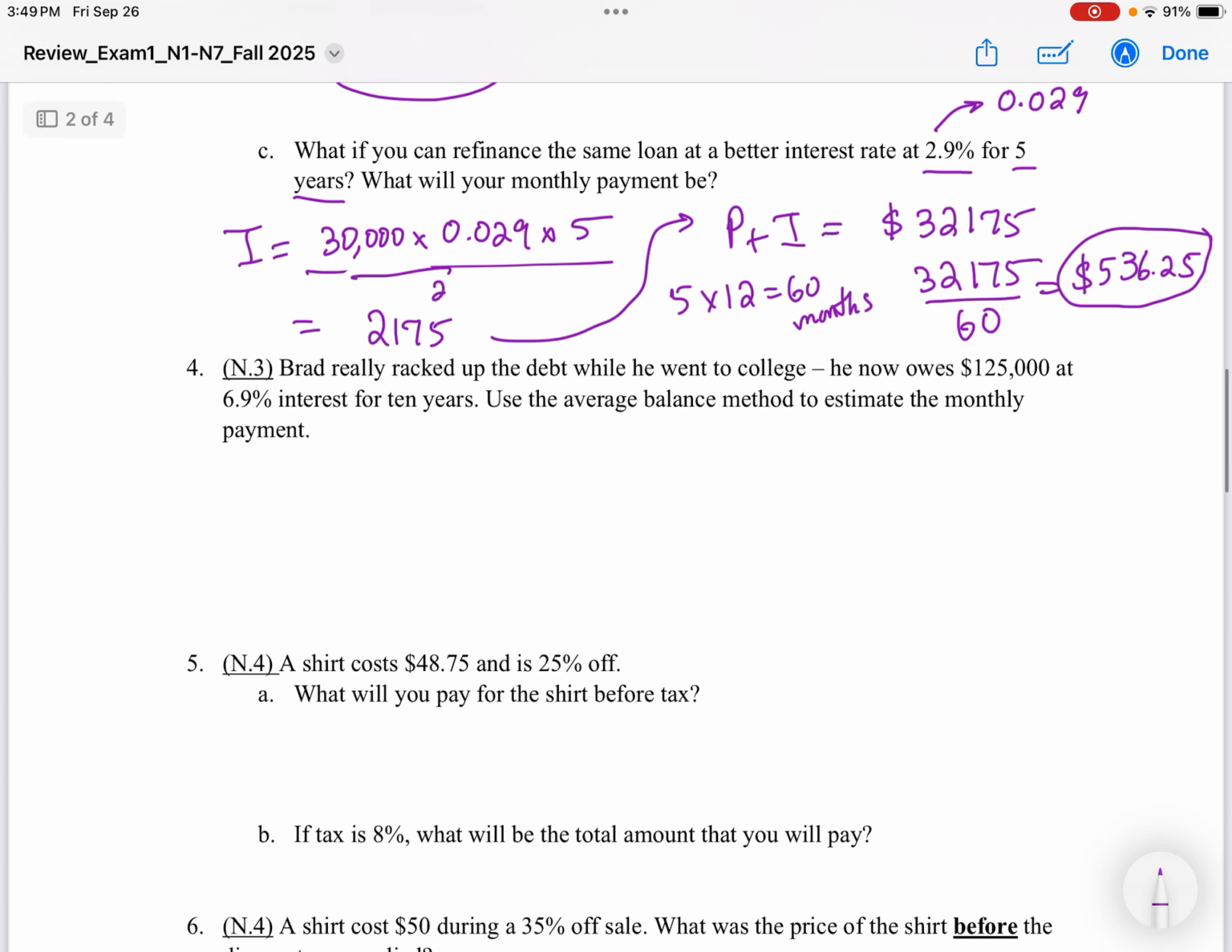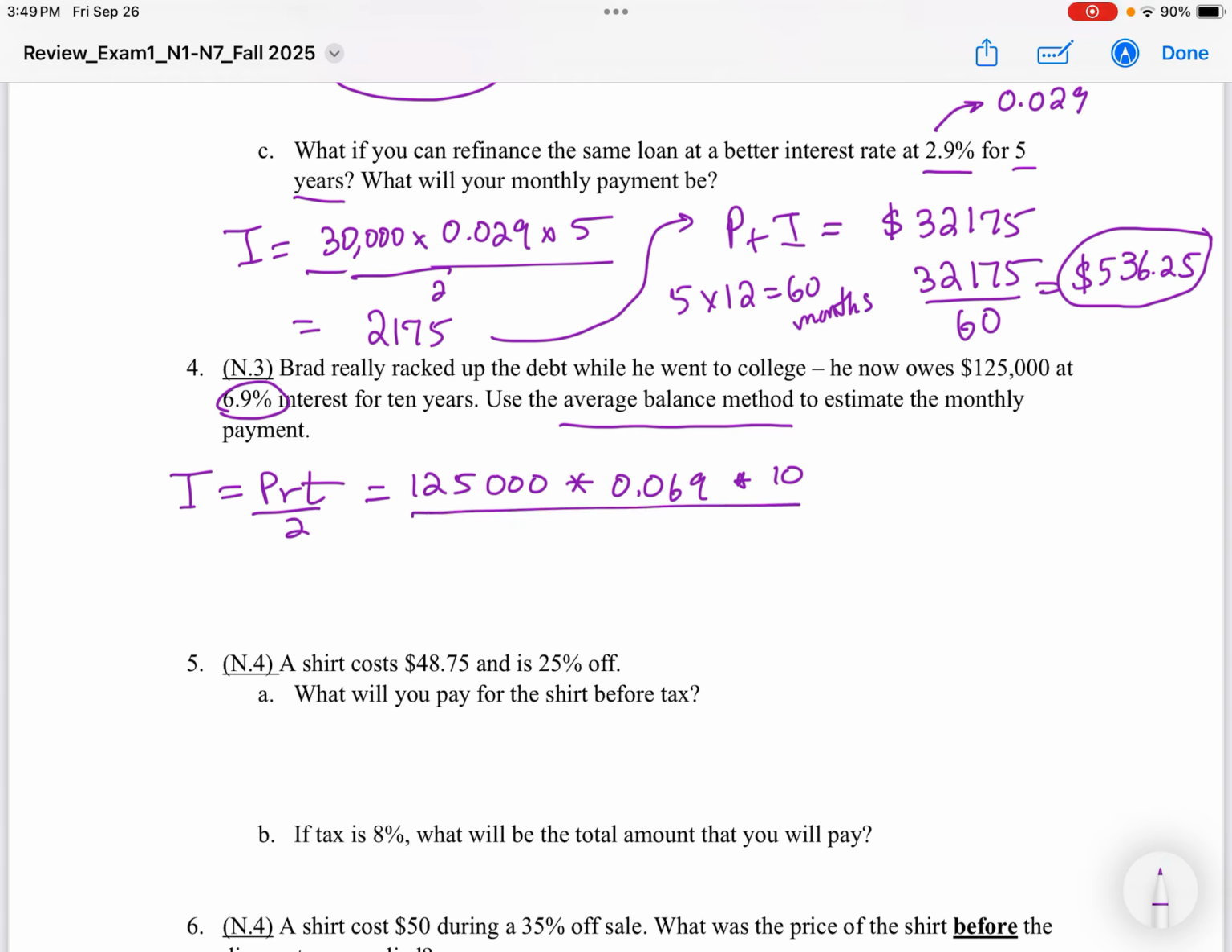All right. There's another question with the same procedure, average balance method. So let's try that. I is PRT all over 2. So that's 125,000 times 6.9%. That's 0.069. Time is 10 years all over 2. Put this into your calculator and you should get 43,125. So this is just the interest.